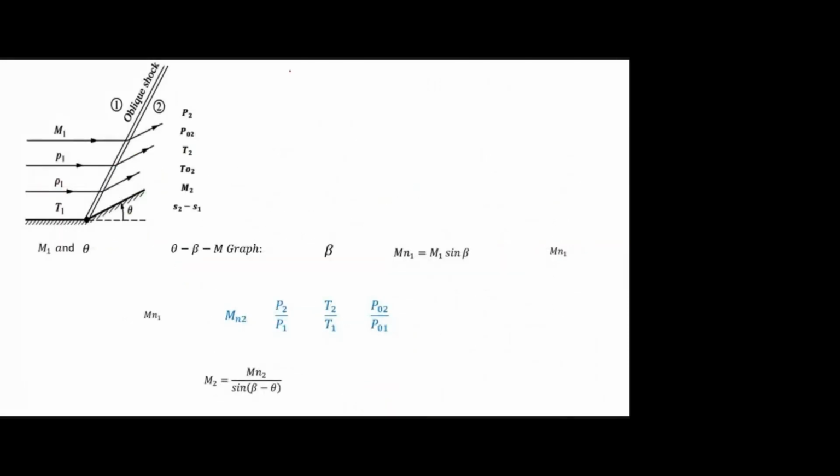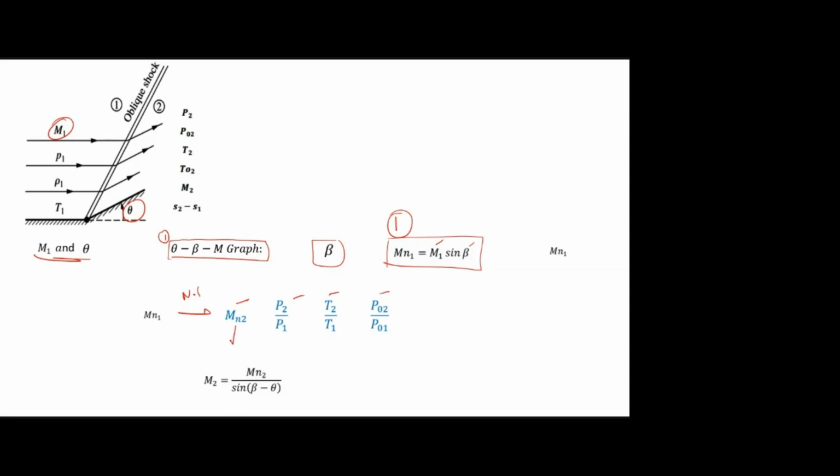Here I explain the procedure for solving the problem. They will give M1 and theta. Your first step should be referring to this theta-beta-M graph so that you can find the beta value. Once you know beta, remember this formula. We don't give the formulas in the exam, only the table will be there, so you should memorize this formula: Mn1 is equal to M1 sin beta. M1 and beta are given, so you can find this. Once you know Mn1, you can go to the normal shock table and find the remaining properties.